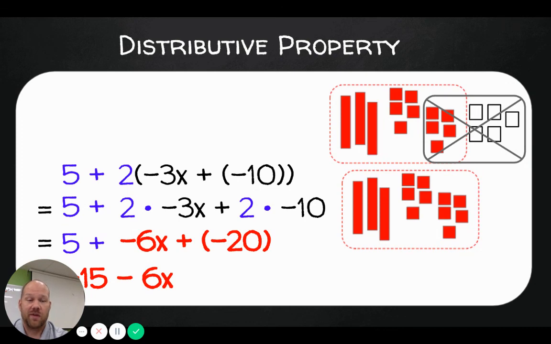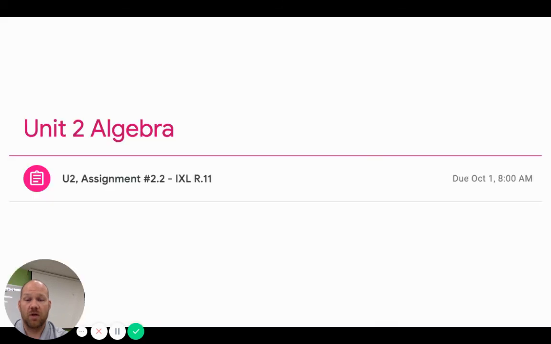So hopefully that gives you a little information on your distributive property. You are going to be going in and doing a little bit of IXL work. And at that point, if you need some help from your teacher, we are more than happy to assist you.